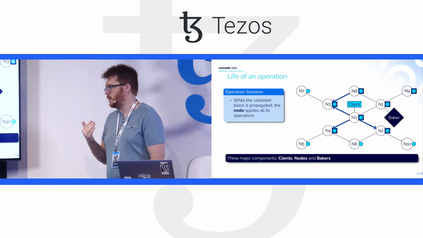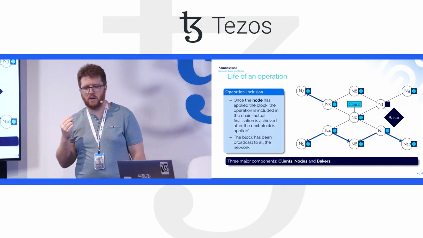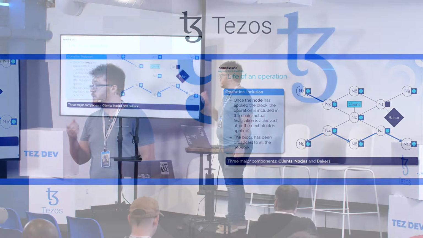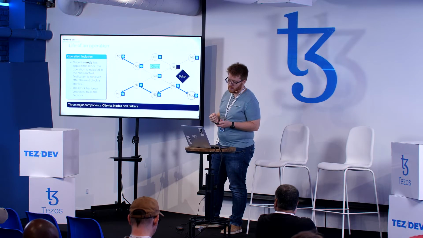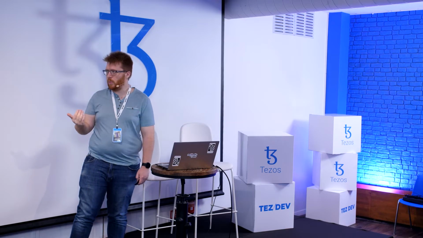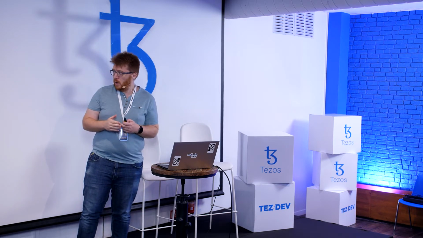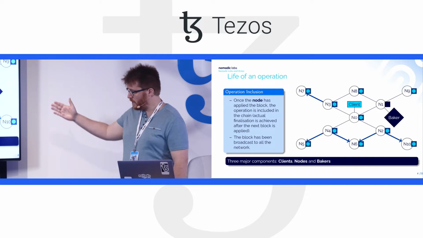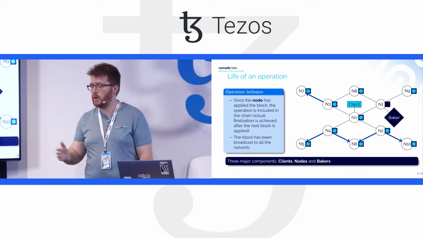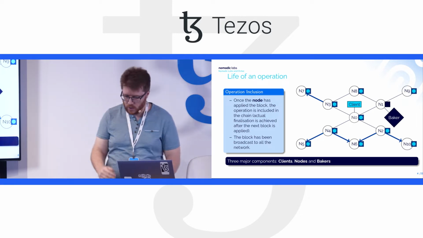And while this propagation is done, the first node will actually apply the operations included in the block to the state of the ledger, and we can say at this time that the operation has been included in the chain. In fact, with the current consensus algorithm we have in Tezos, we have to wait one more block to achieve actual finalization of this operation. And at that time, the block has been broadcast to all the network, and all the nodes will also apply its content and be in synchronization with the first one.